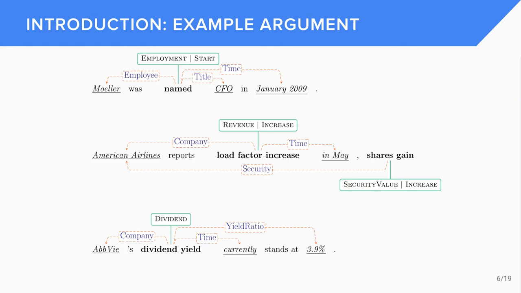The participant arguments express a prototypical semantic role in the event. In the first sentence, Mueller is the employee argument, CFO is the title of the job role, and "in January 2009" is a time argument.